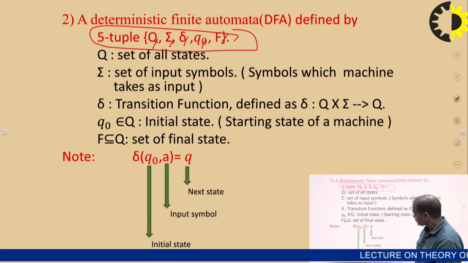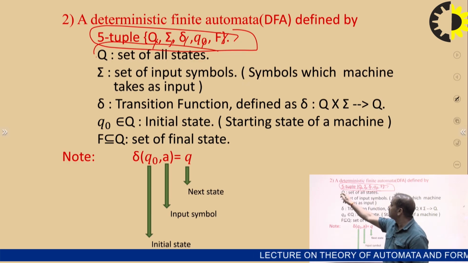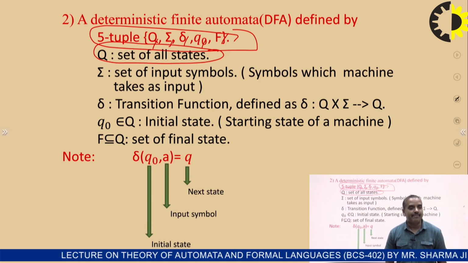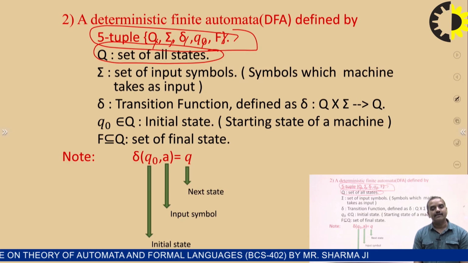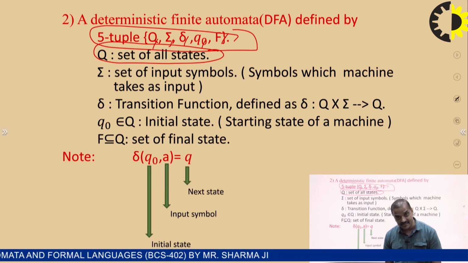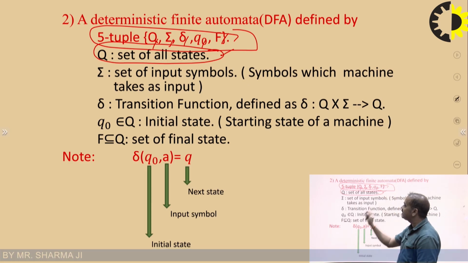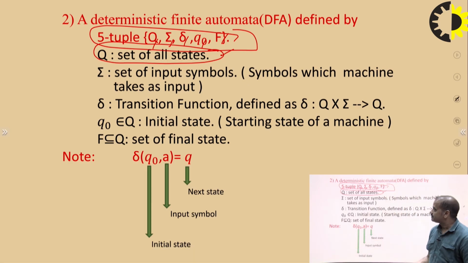That means Q is the set of states, in which all states are included. Capital Q is the set of states, that means it contains the initial state, and it may contain the final state, or it may contain internal states.